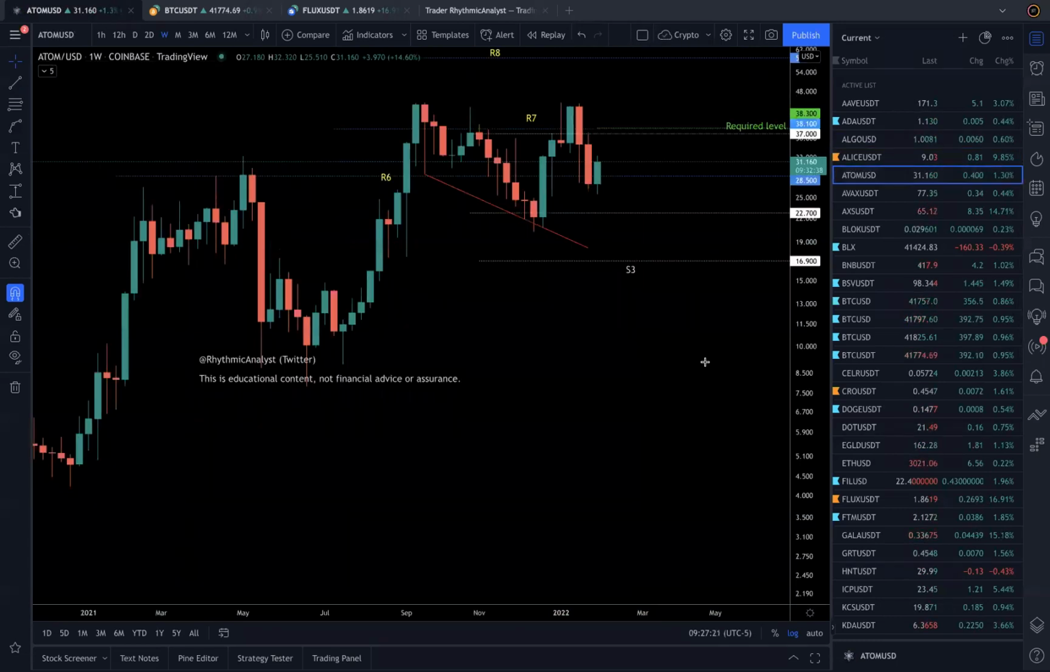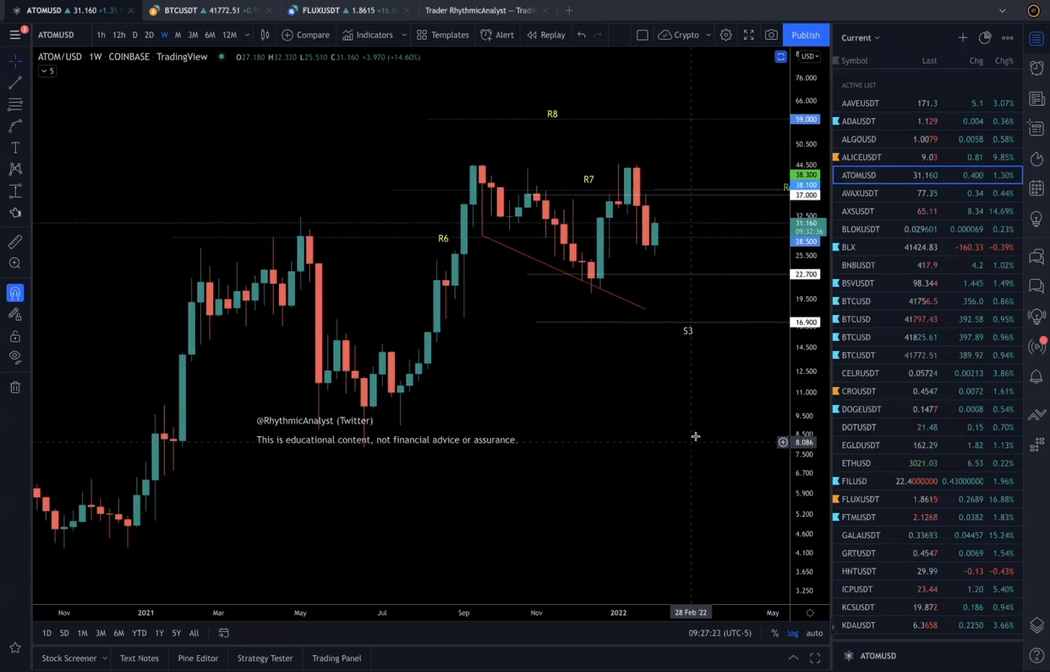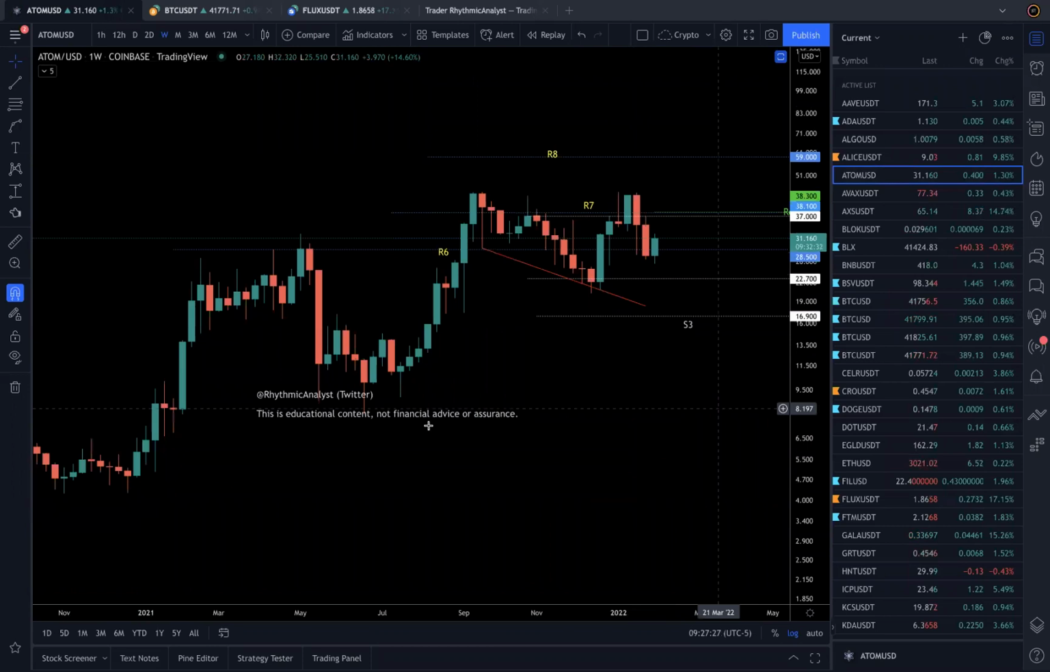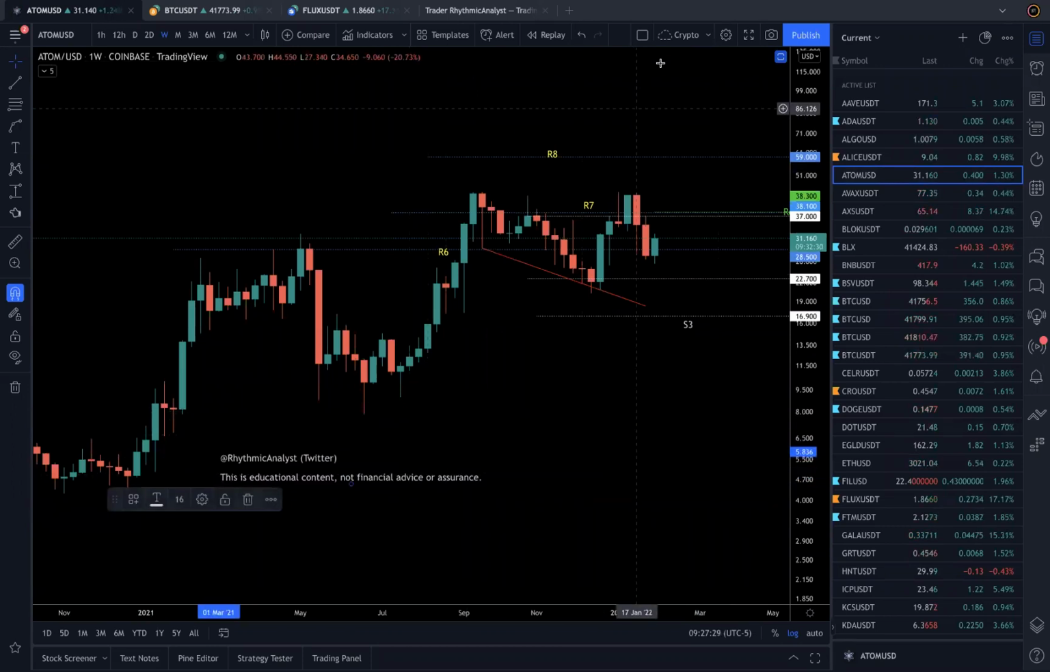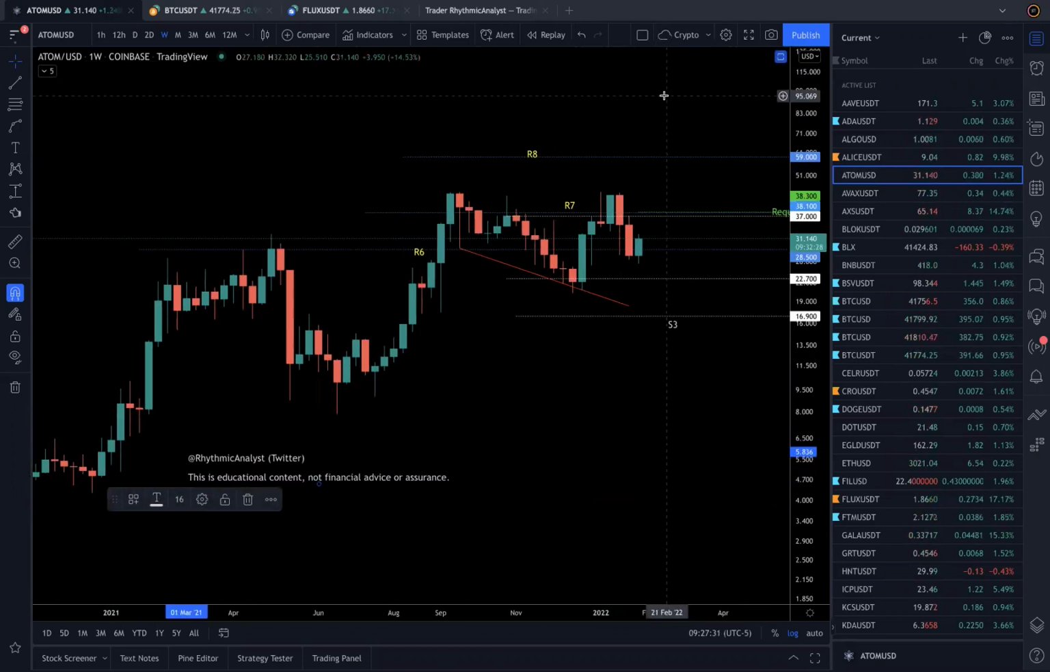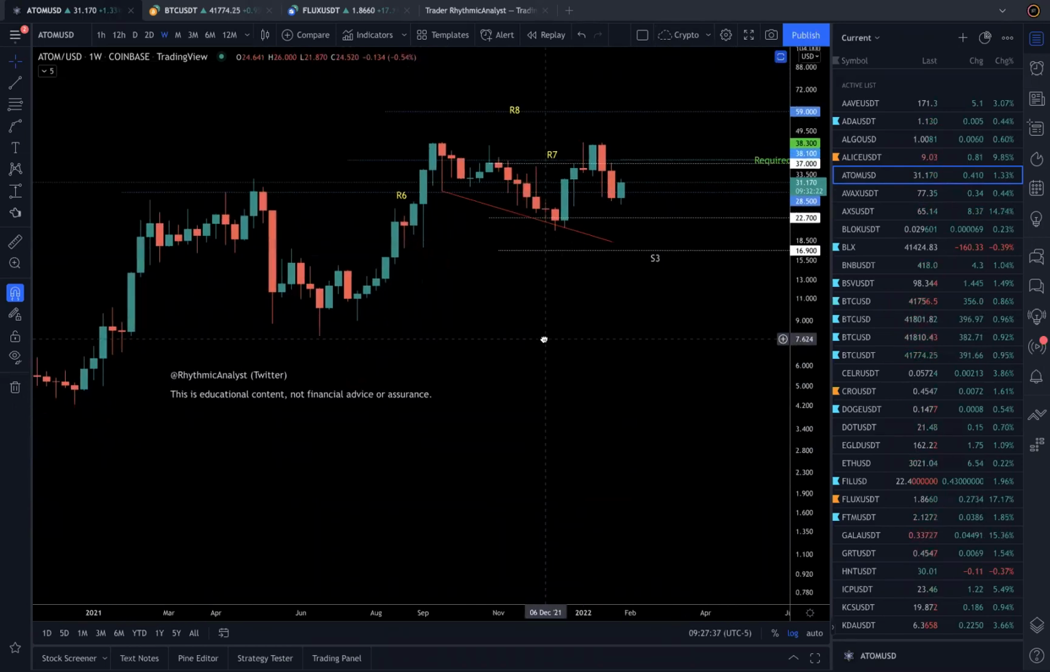Trend lines are tricky, that's why I don't rely much on trend lines. They just give you some idea for sure, but not so reliable. Okay, ATOM retains value very well, I believe.